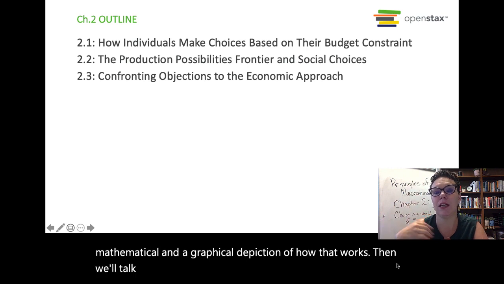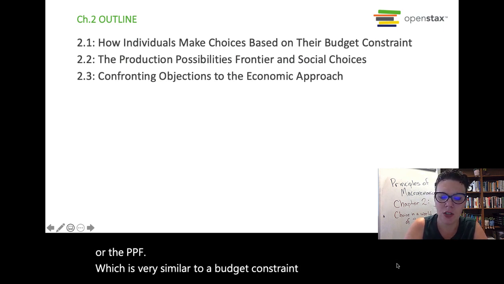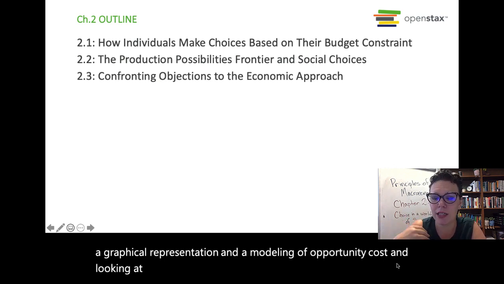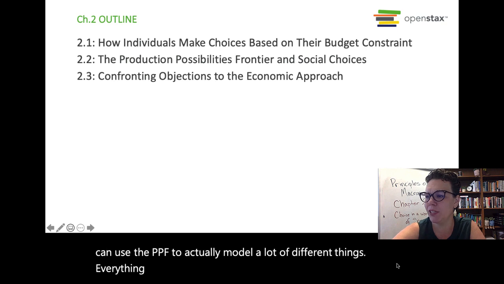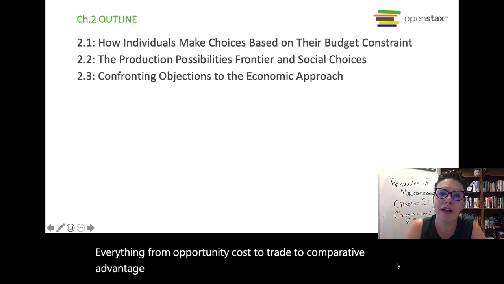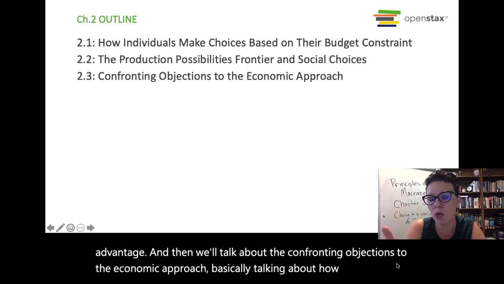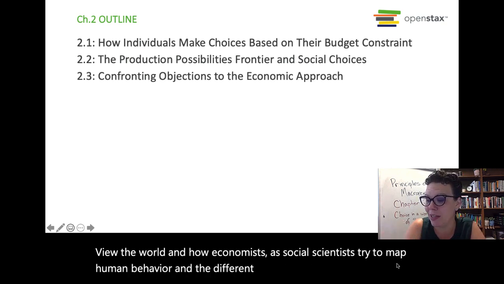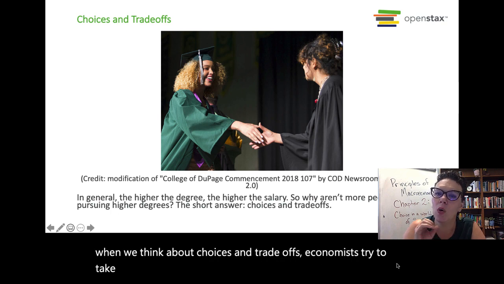Then we'll talk about the production possibilities frontier, or the PPF, which is very similar to a budget constraint, but basically looks at a graphical representation and a modeling of opportunity cost and looking at social choices and governmental choices and how we can use the PPF to actually model a lot of different things, everything from opportunity cost to trade to comparative advantage. And then we'll talk about confronting objections to the economic approach, basically talking about how economists view the world and how economists as social scientists try to map human behavior and the different perspectives on that.